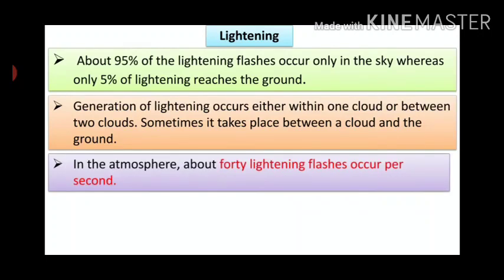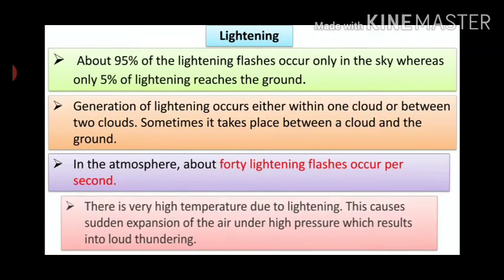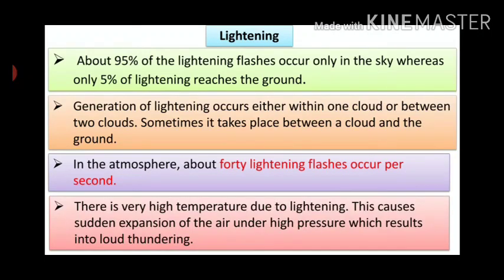In the atmosphere, about 40 lightning flashes occur per second. Per second, how much? 40. There is very high temperature due to lightning. This causes sudden expansion of the air under high pressure, resulting in loud thundering. And that's why we can hear loud thundering sometimes.